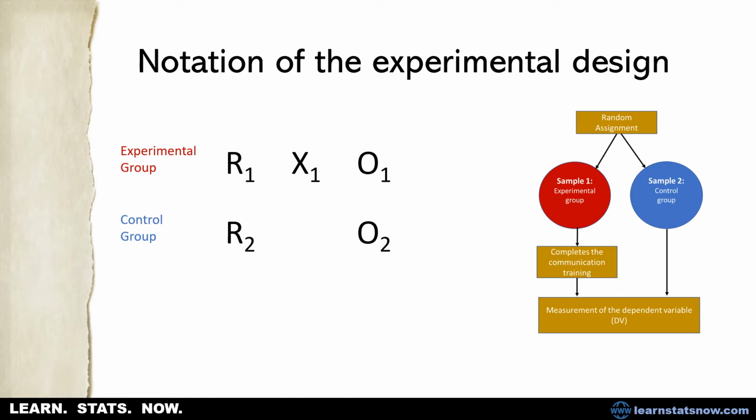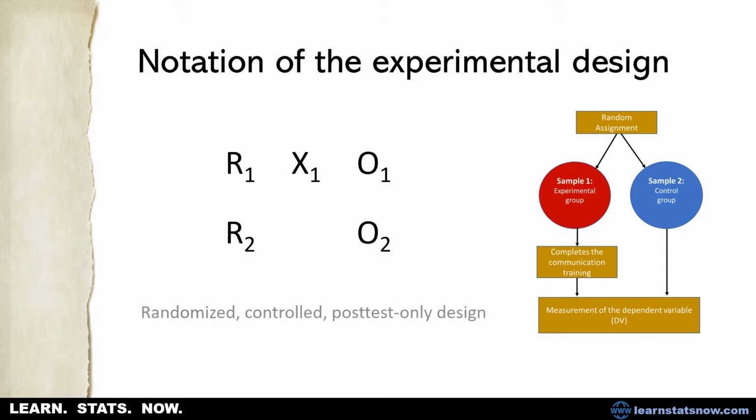In fact, because only the experimental group receives the intervention or treatment, in other words, the X, we can just drop those labels because we know right away that that's what the experimental group is. This would be referred to as a randomized, controlled, post-test only design. There's no pre-test, so we don't know entirely where these folks were on the dependent variable prior to the intervention. So it's not the best design in the world, but it'll suffice for our example here.